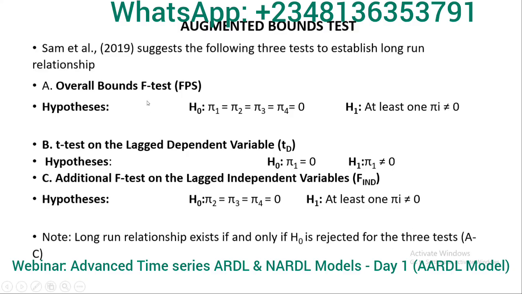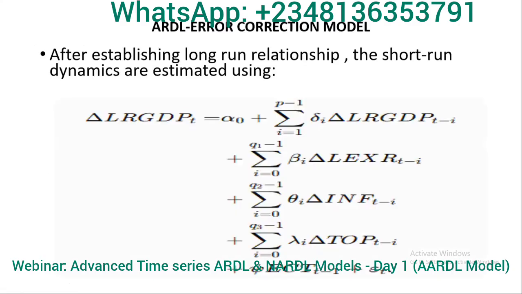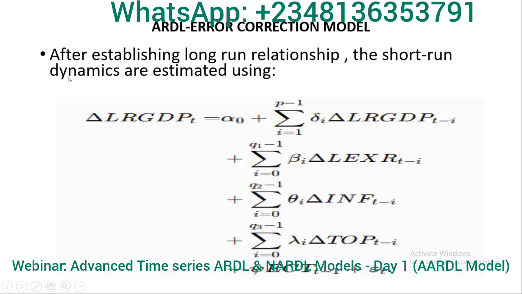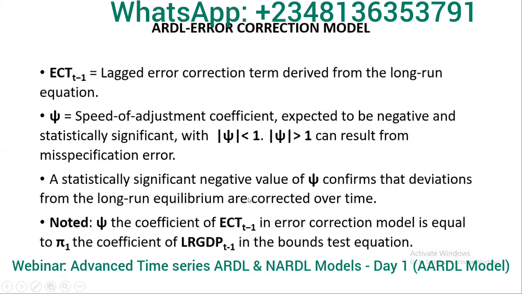So for us to conclude there is a long-run relationship, we must reject the null hypothesis for all these tests. And here is the error correction model for this same estimation technique, from this ARDL model. So you can see this is the error correction model. So we have this to study that, and we have the ECT, the first lag of ECT, here. It's very important that it is the lag error term derived from the long run equation.